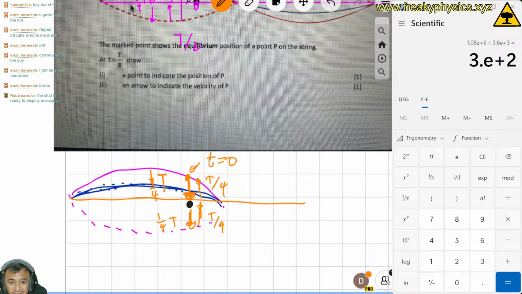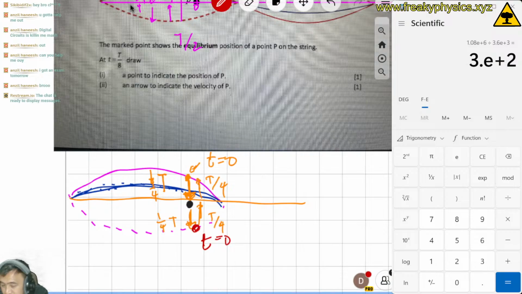And what if it goes up first and then goes down? Then that means this has to be where t equals 0. That's where you start. Remember, t equals 0 means you start right there.